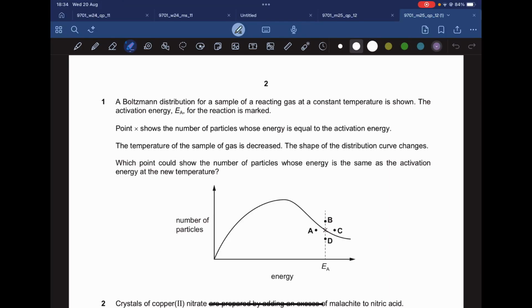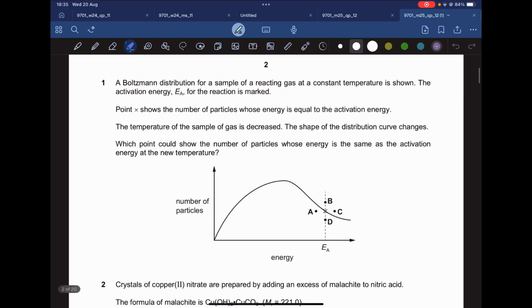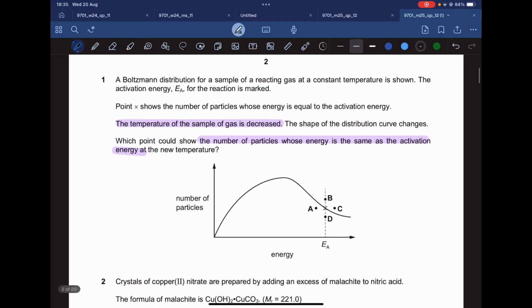Okay, a Boltzmann distribution for a sample of reacting gas at a constant temperature is shown. The activation energy for the reaction is marked. Point X shows the number of particles whose energy equals the activation energy. The temperature of the sample of gas is decreased. Which point could show the number of particles whose energy is the same as the activation energy at the new temperature? So you're looking for when they're the same as activation.